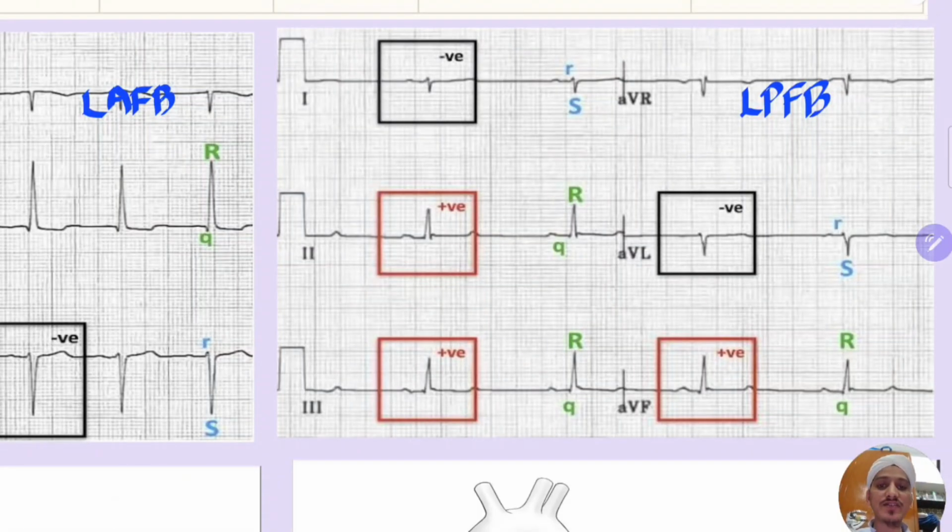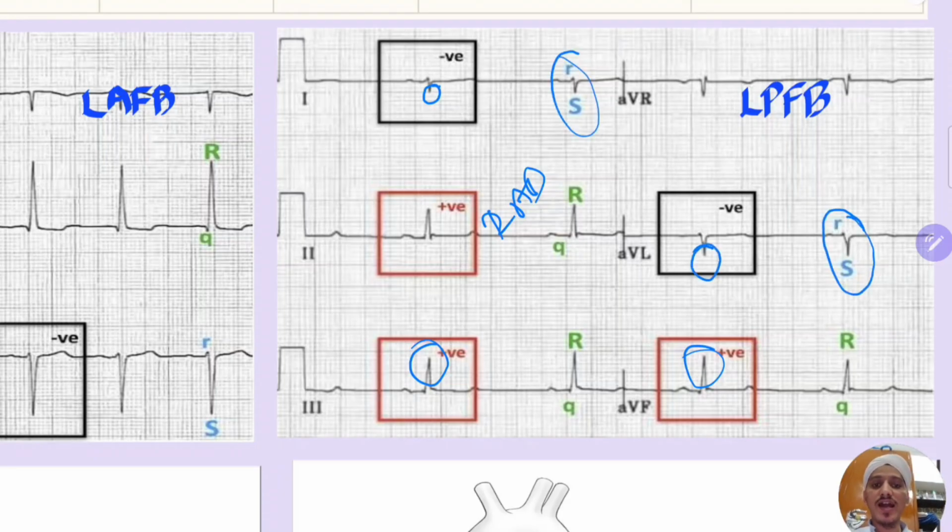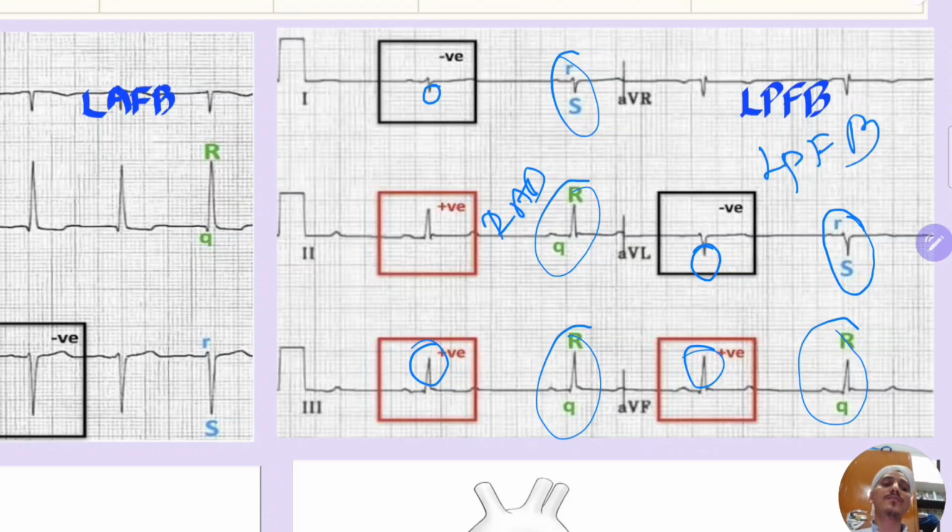Posterior will have right axis deviation. So see here, this is predominantly negative and this is predominantly positive. This is also positive. So that is right axis deviation. Now because it is right axis deviation, it is moving away from the left side of the heart. So 1 and AVL should be negative. So you are seeing RS pattern. See, RS pattern in 1 and AVL and QR pattern in 2, 3 and AVF. That means it is left posterior fascicular block. Simple.